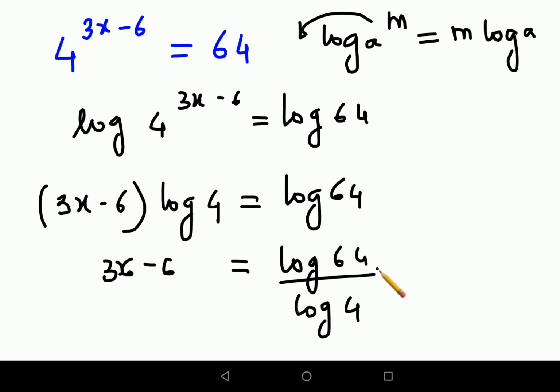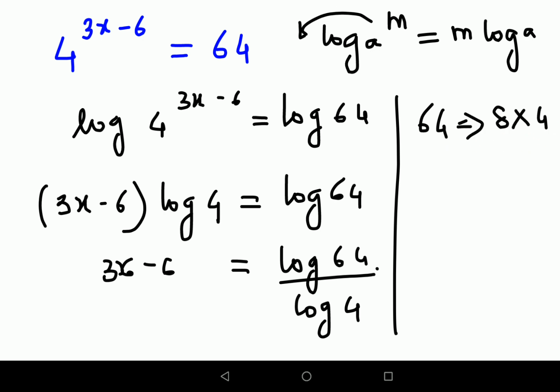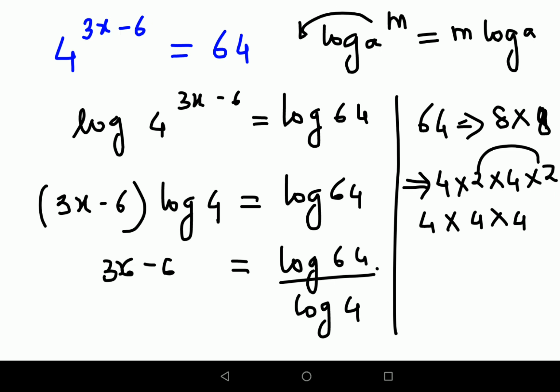Now here again we can write 64 as nothing but 8 into 8. And 8 is double of 4, so let's write this 8 as 4 into 2, into 4 into 2. This gets you 4, and this 4 again, so into 4, and this 2 and 2 also gets you 4. So now you can figure out that 64 is nothing but 4 into 4 into 4.